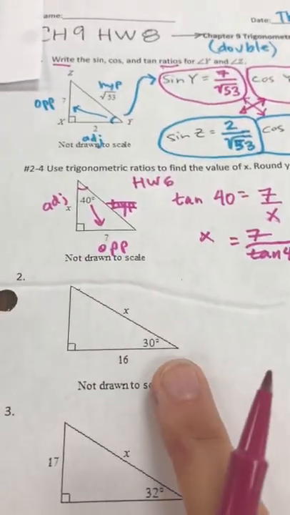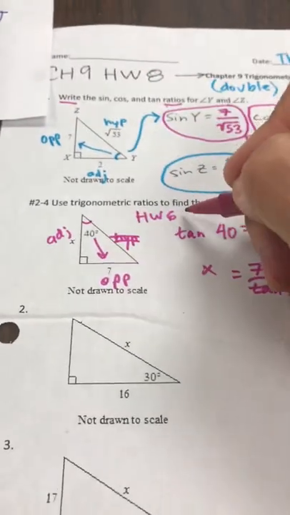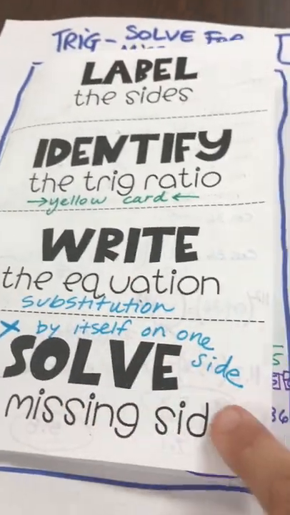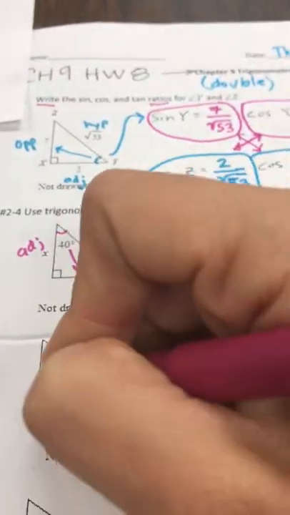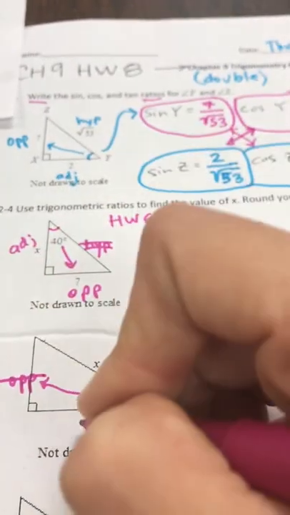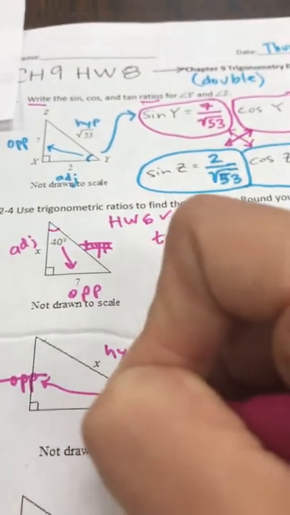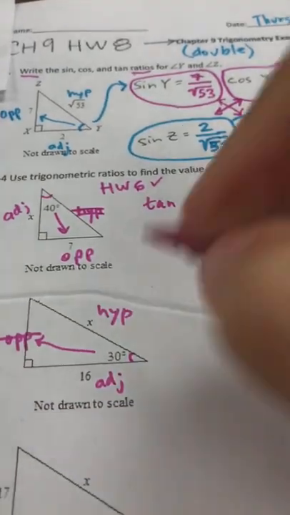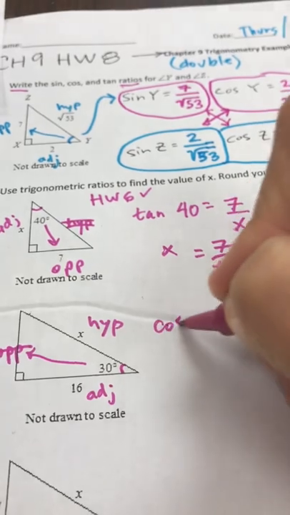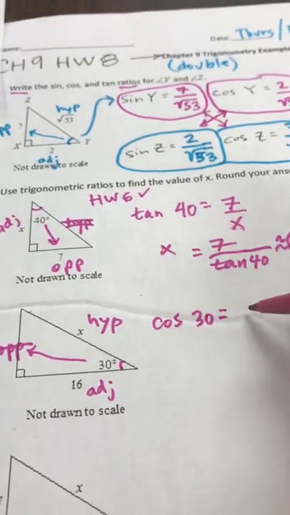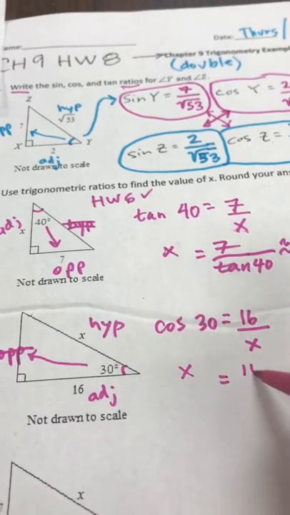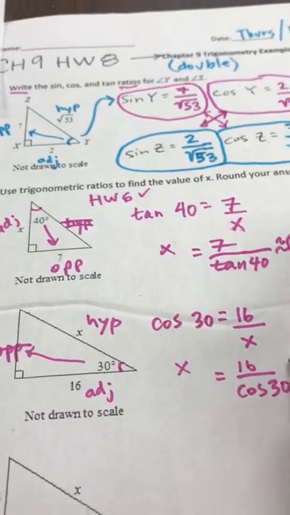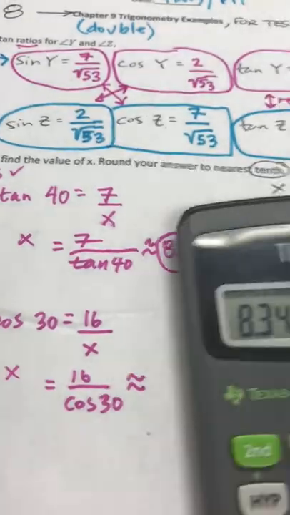Question number 2, I'm solving for a side. It's still like homework 6, still like this foldable, solving for a missing side. We've got a reference angle, nothing is over here at the opposite side, this is my hypotenuse, that's adjacent. So I need cosine. The cosine of 30 is adjacent over hypotenuse. Let's swap those spots and type it in the calculator.